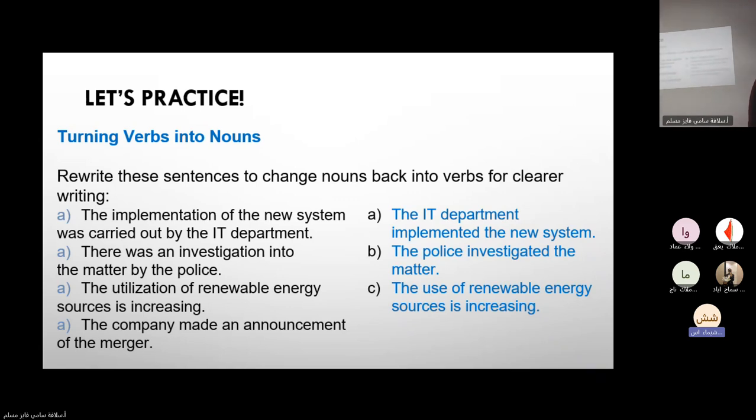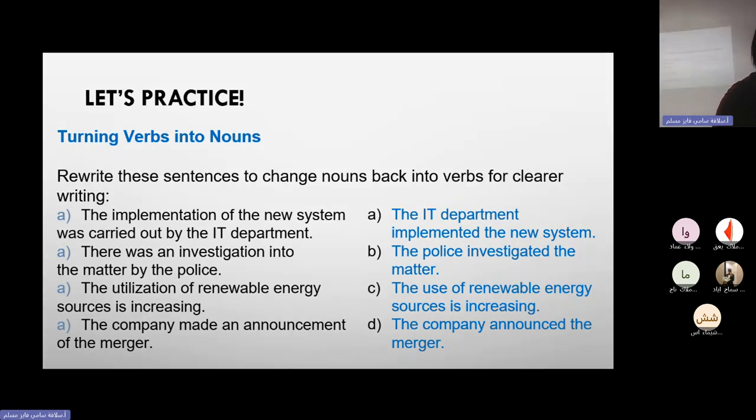ماشي. The company announced the merger. Yes, as simple as that. The company announced the merger. Okay? بدل made an announcement. Announced the merger. Very nice.